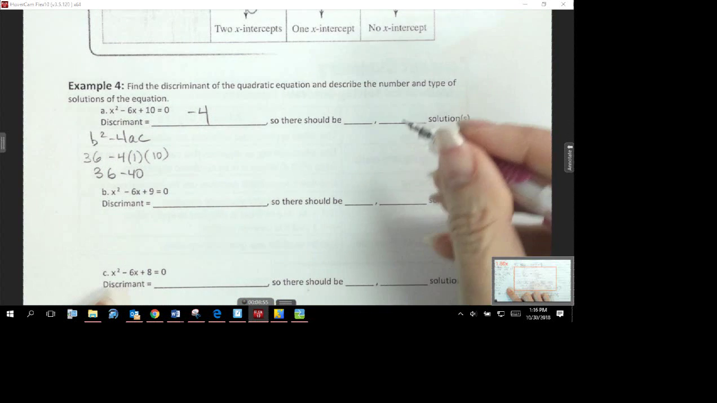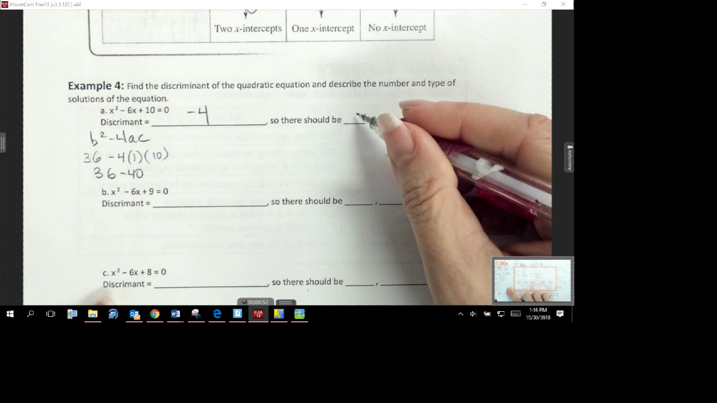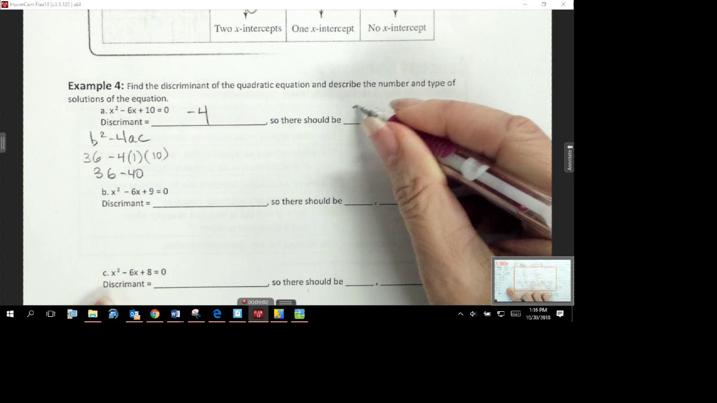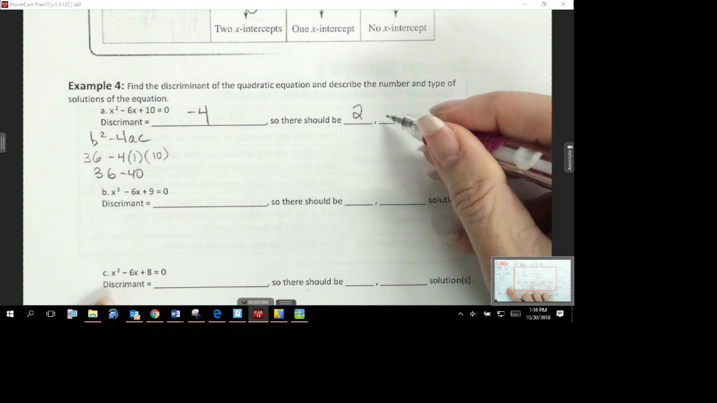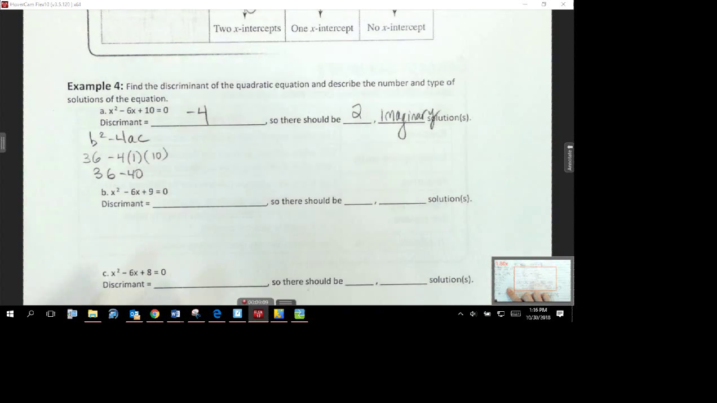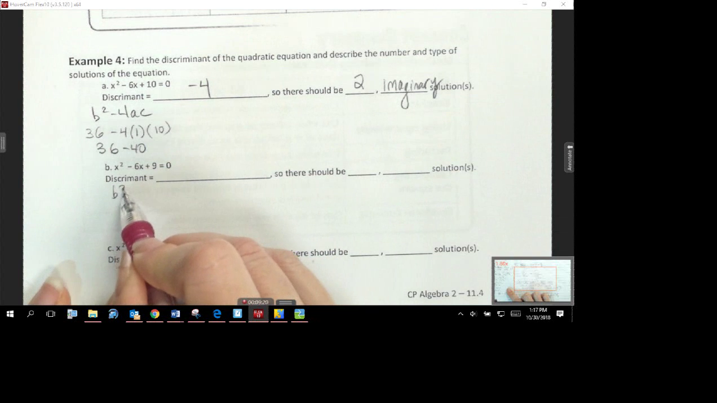Negative. That means we should have how many and what kind? How many solutions? 2. And what kind are they? Imaginary. How about the next one? Discriminant. If you don't know the formula, write it every time. B squared minus 4ac. So 36 minus 4 times 1 times 9.